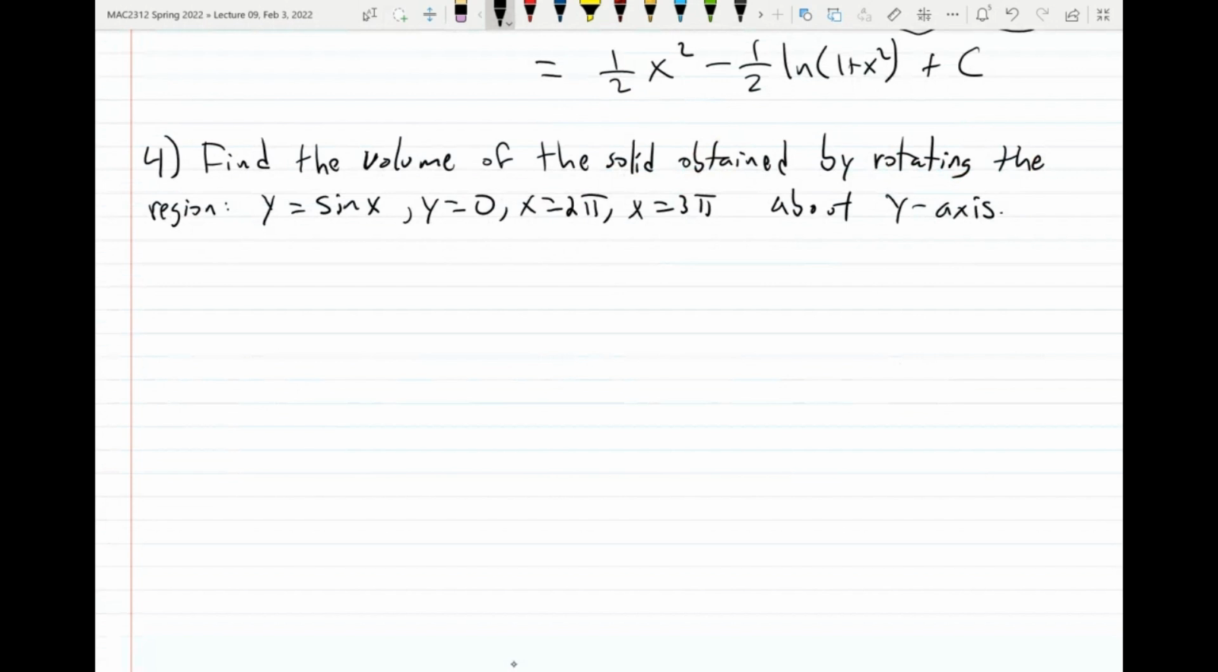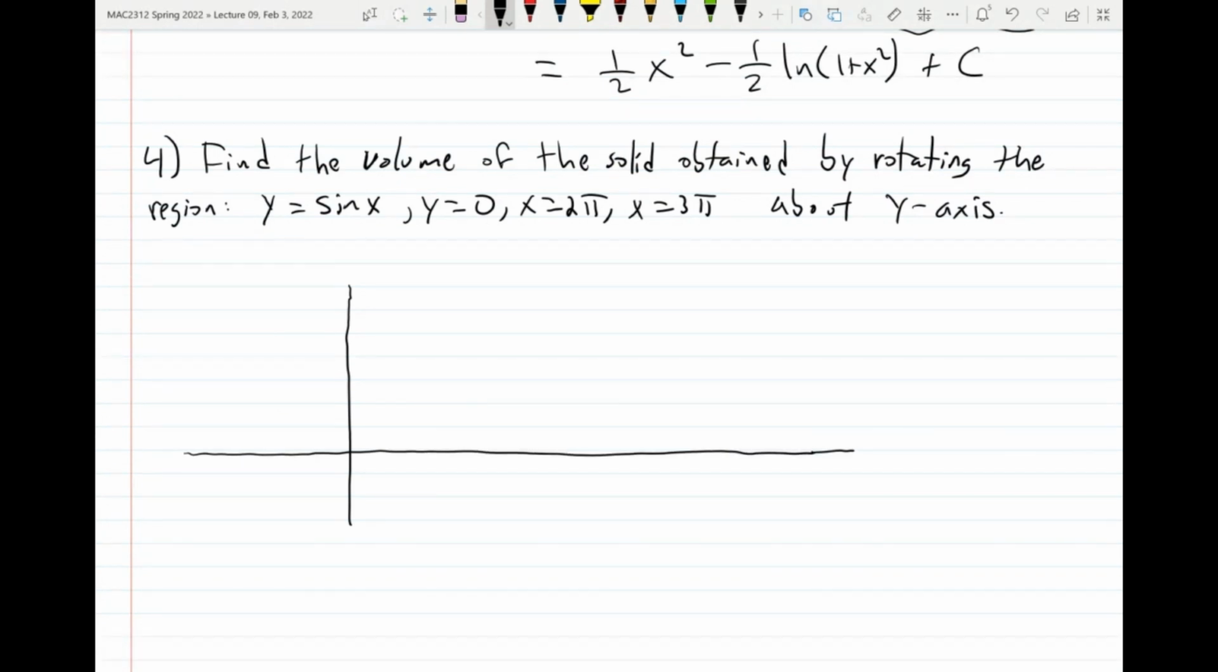This is a typical example. So we have the sine function. Everybody knows how the sine function looks, right? Now notice that the sine function, the main period is from 0 to 2 pi, but this time we're interested between 2 pi and 3 pi. So we need to draw two periods of the sine function. So remember, it goes from -1 to 1.